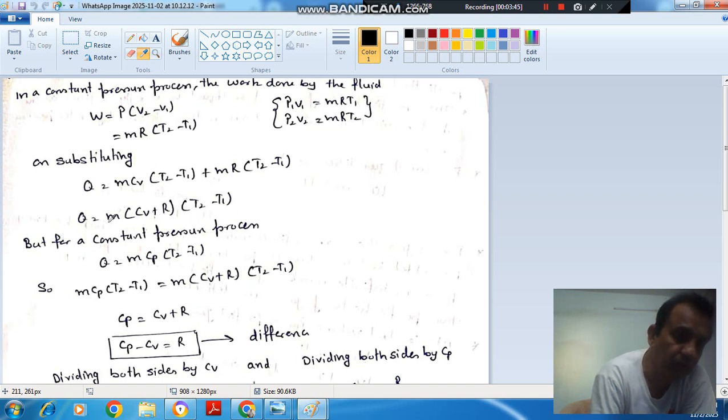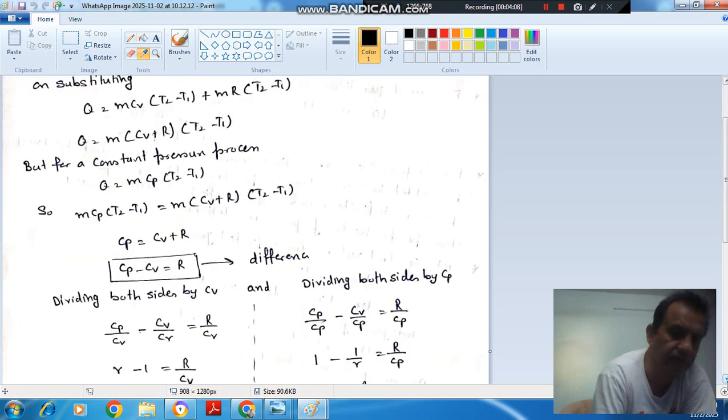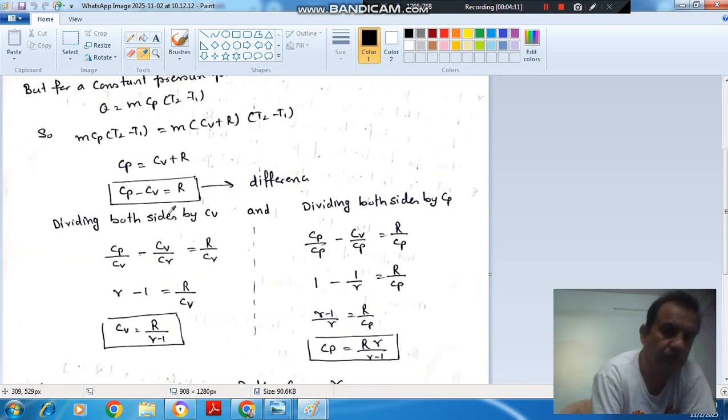But because we are considering a constant pressure process, Q is mCp(T2 minus T1). We put it here: mCp(T2 minus T1) is equal to m(Cv plus R)(T2 minus T1). So Cp = Cv + R, and Cp minus Cv = R. That is the difference.